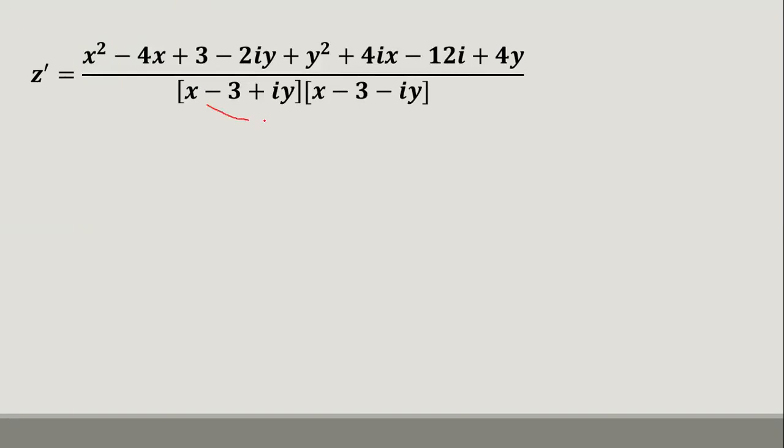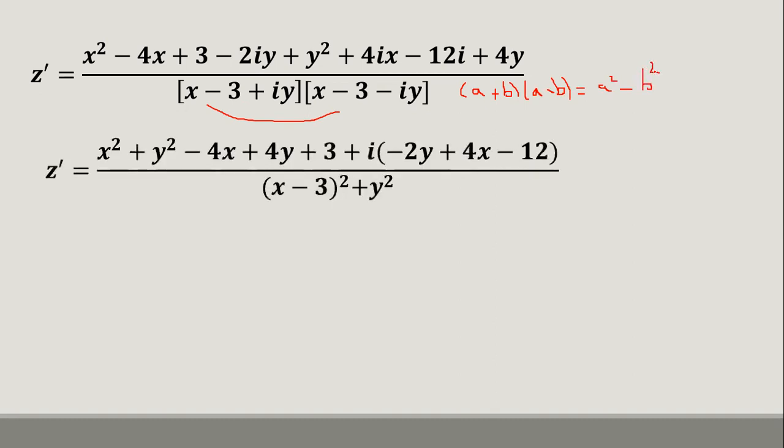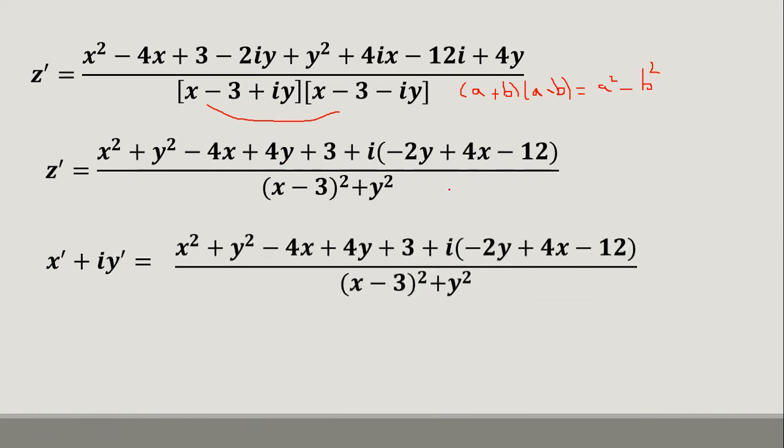How to multiply the denominators? Look carefully, they are in the form of a plus b multiplied by a minus b, which represents the difference between two squares. So we can expand these two brackets by applying the formula a squared minus b squared. Real parts together, imaginary parts together.